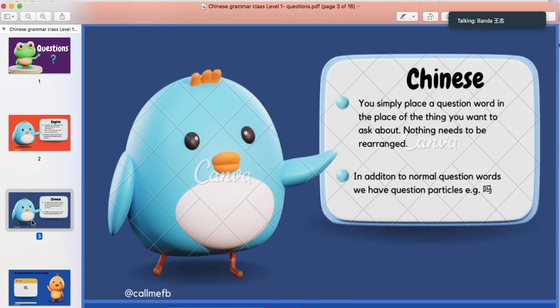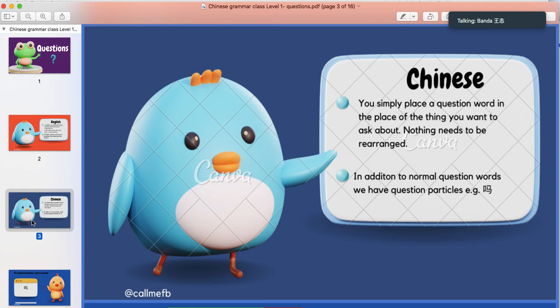In Chinese, it's different. It's a little simpler. You place the question word in the place of the thing you want to ask about. So you don't need to rearrange anything. My name is, and in Chinese you would ask the what, where you place the name. Your name is what? That's the structure that we normally see.